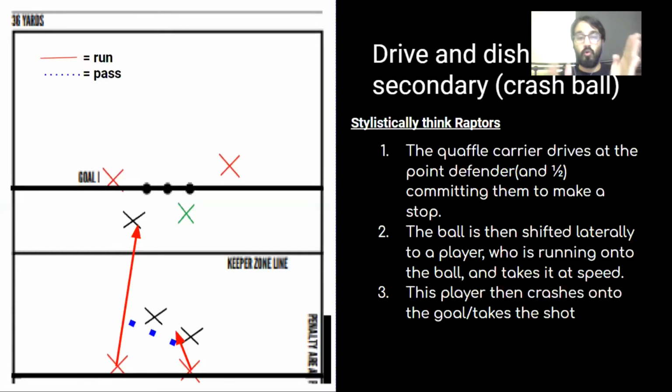Okay. But it all starts with that initial drive by the primary ball carrier committing the defenders. If they don't commit, the defenders are just going to move across and hammer the person you pass the ball to. Okay, it's going to be a hospital pass. They're just going to get taken from the side. None of us like seeing that unless it's on the other team.